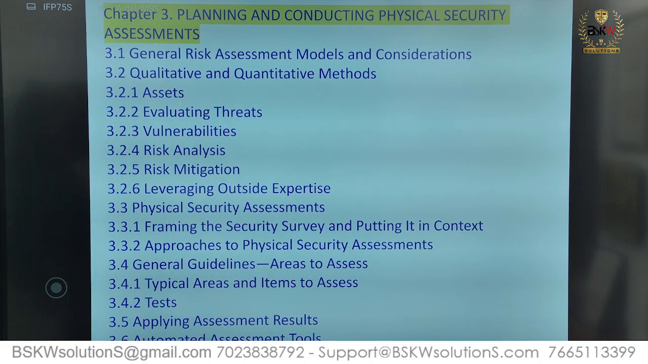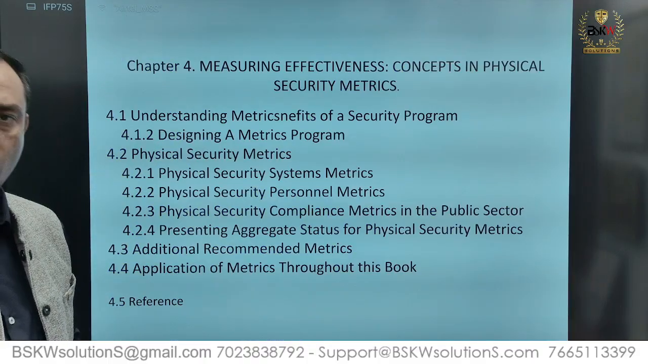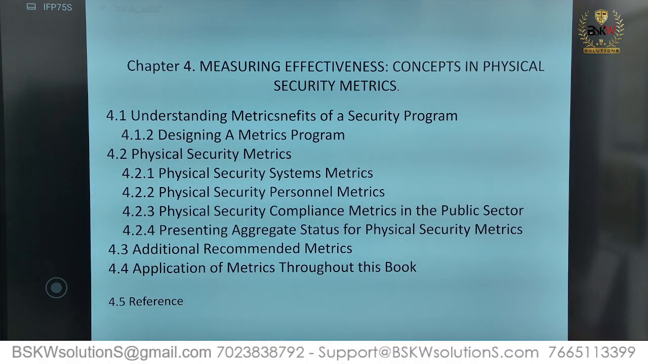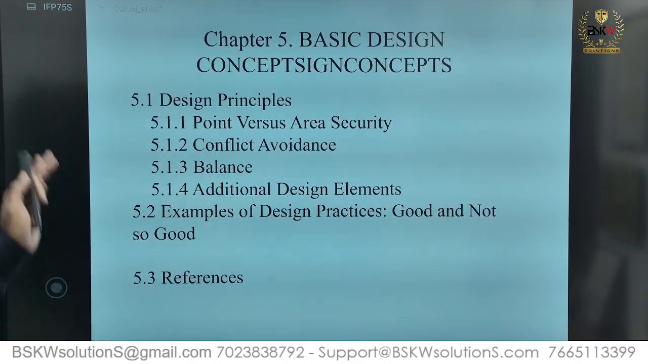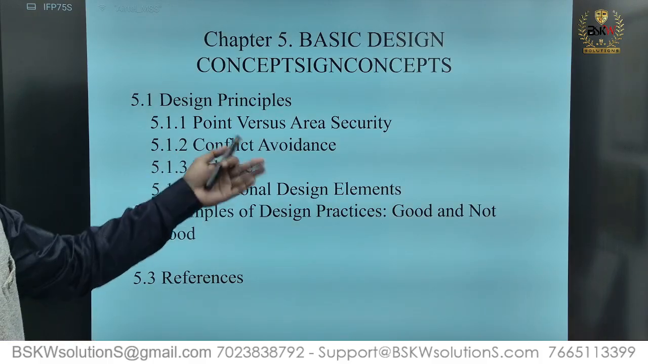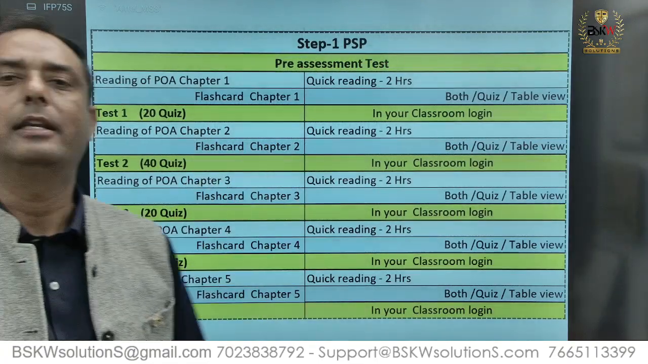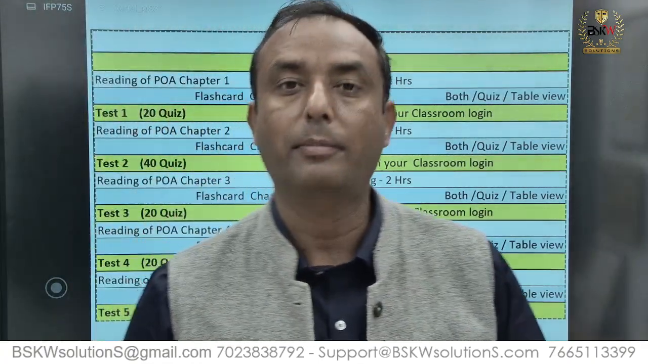Planning and conducting physical security assessment, very important. So assets, threats, vulnerability, risk assessment, mitigations, exposures, and all things. We will quickly go through all these topics in detail. And measuring effectiveness, concepts and physical security metrics. So designing a metric program, then security measuring, system metrics, personnel metrics, compliance metrics, and many more topics. And test number 5, chapter 5 is basic design concepts. So point versus area, conflict avoidance, balance, and little detail. This is very initial startup there.